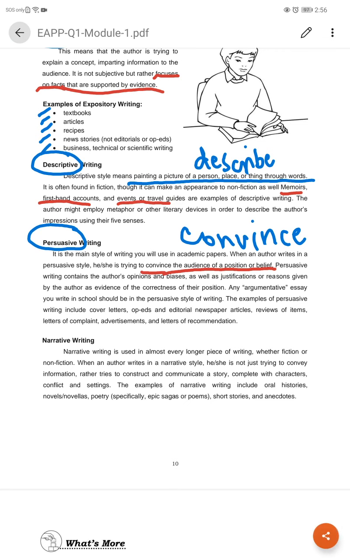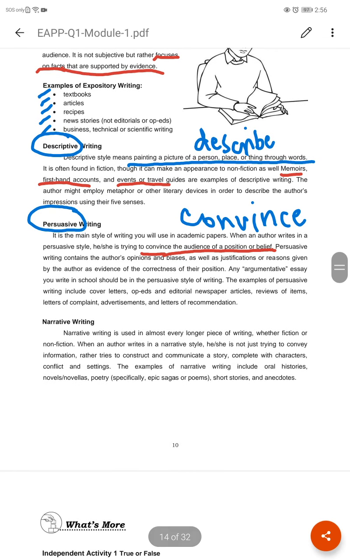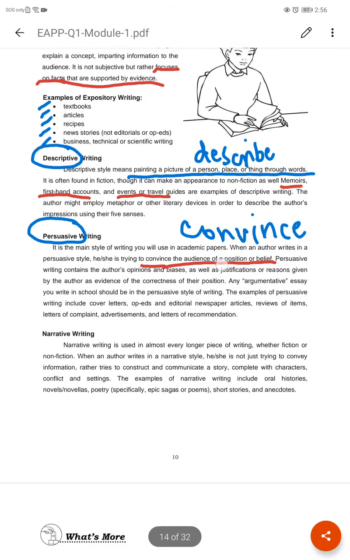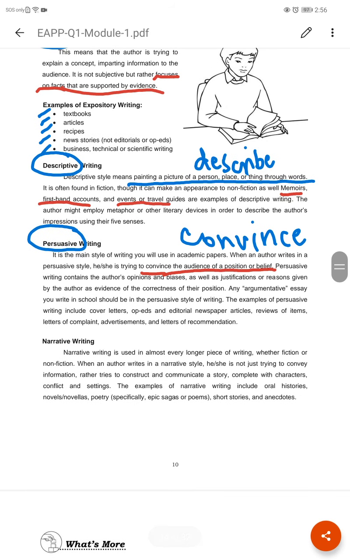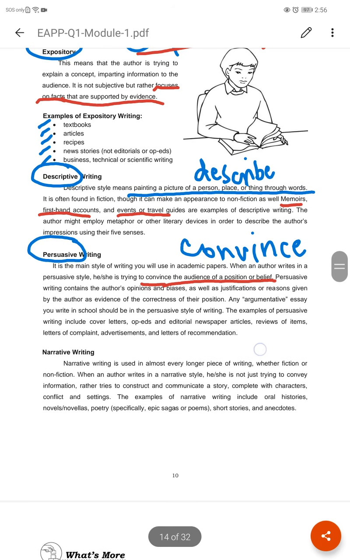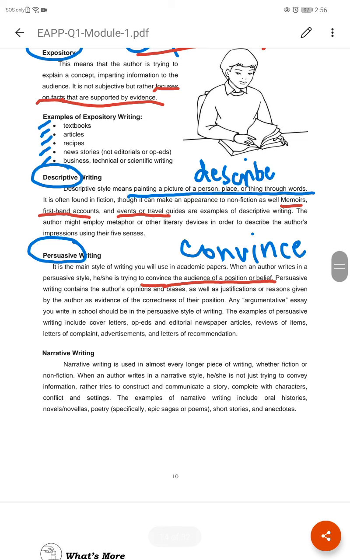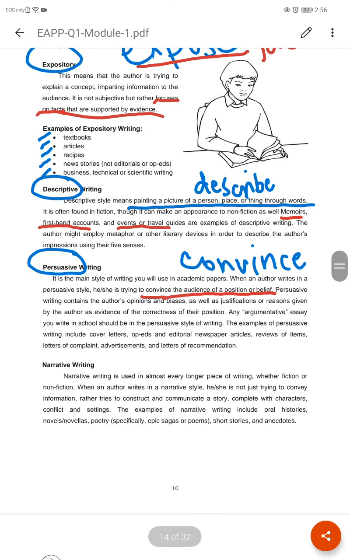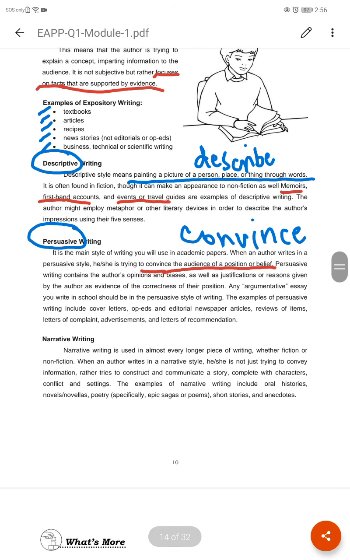Persuasive writing contains the writer's opinions and biases. A while ago, I told you that when writing academic text, you should avoid bringing out your biases or your personal judgments. But if you're writing an academic text using persuasive writing, then you can now give your personal opinions or your biases. Okay? As long as you will be able to provide enough evidences to support your bias.